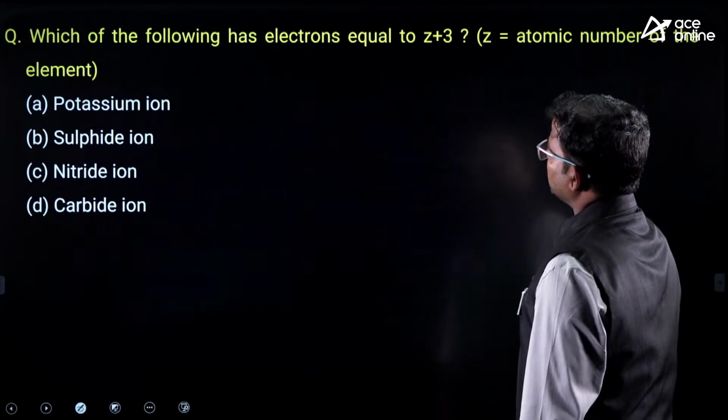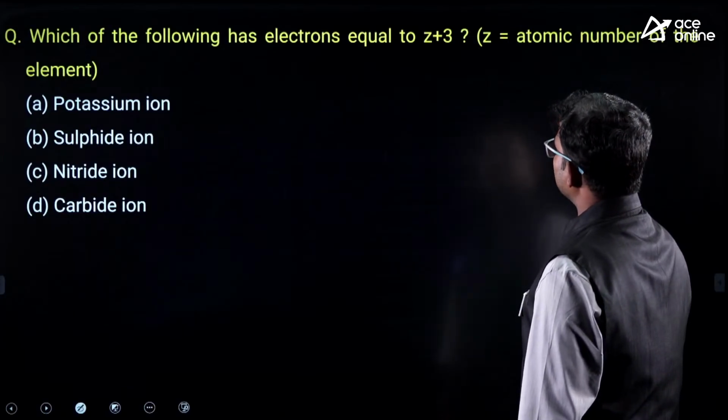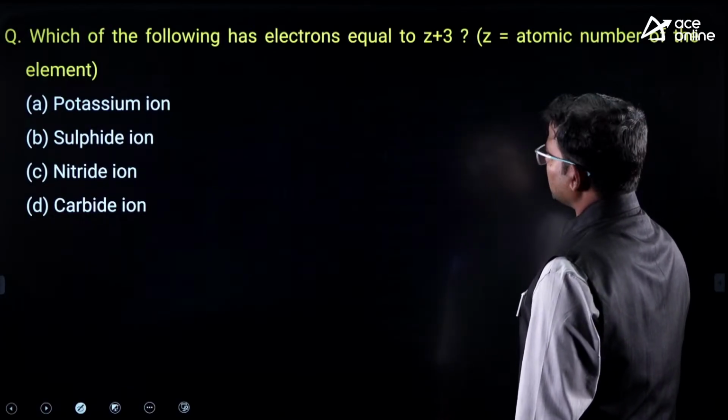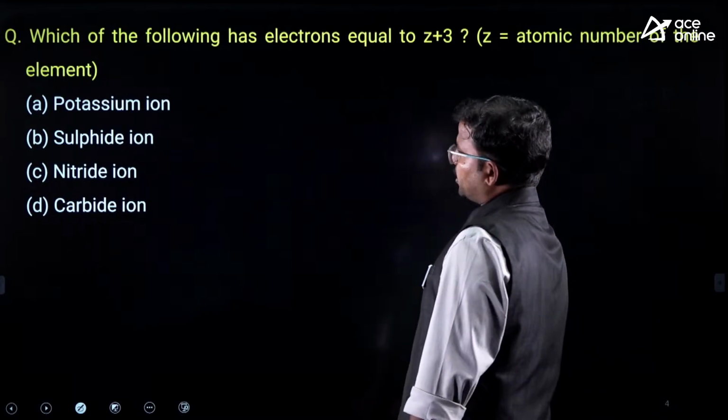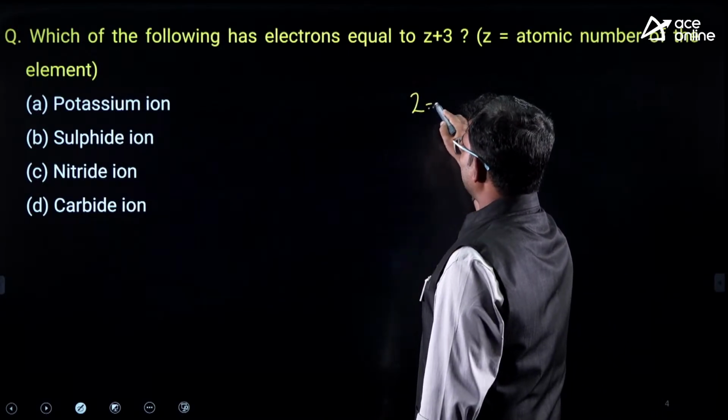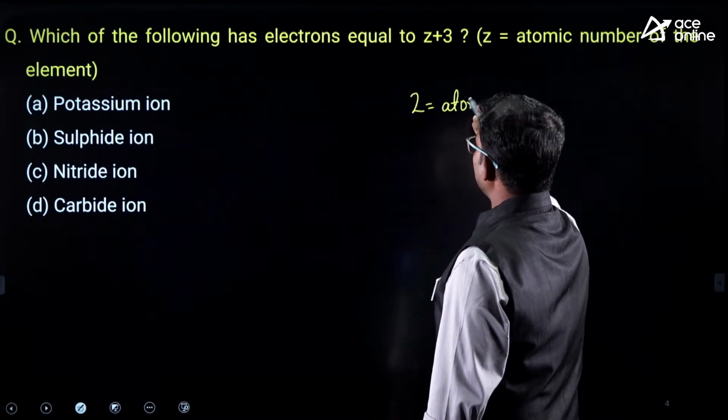Next one: which of the following has electrons equal to Z plus 3? Z is the atomic number of the element. So Z is nothing but the atomic number.